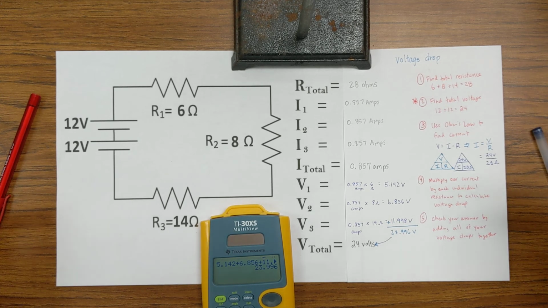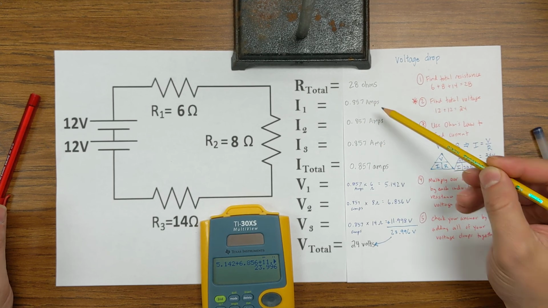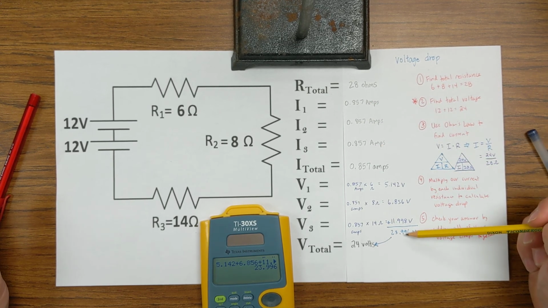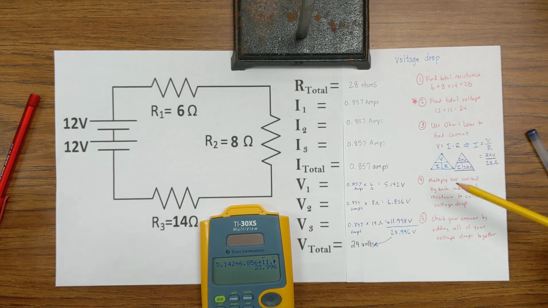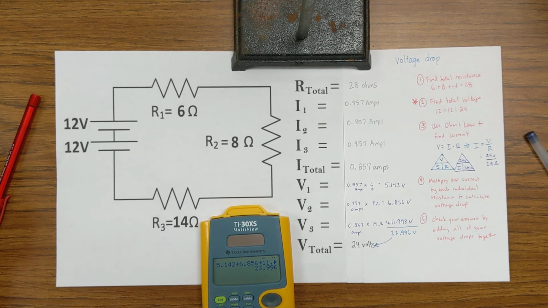And the reason why our answer is not exact is because we rounded when we looked at our current. We didn't use all the decimal places that were provided to us, but we're pretty close. And that's where the discrepancy comes from, is that we rounded our current. If we'd have used more decimal places, we would have gotten a lot closer to 24. But I hope that clears it up on how to solve a voltage drop problem.